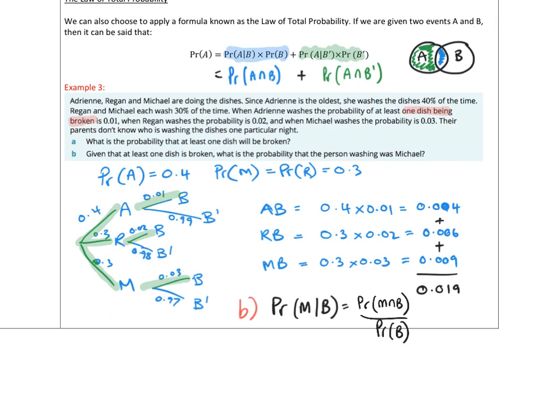And all this information we found in the last question, because the probability of M and B was just Michael followed by B, so 0.3 times 0.03, which ended up being 0.009. And the probability of B happening was 0.019. Now, if we use a calculator to divide this, we might get a decimal answer, or we could just see that this is equal to 9/19.